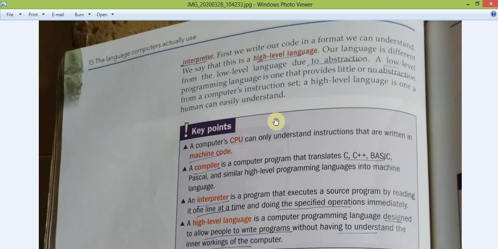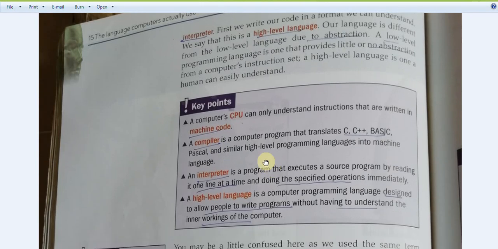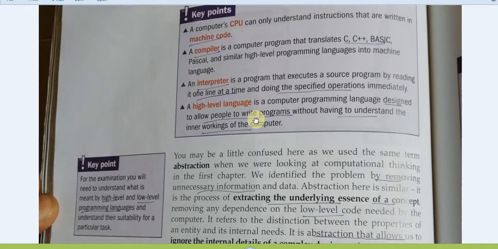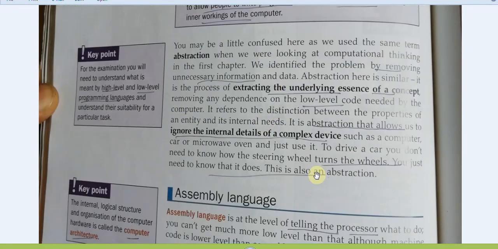Now some of the high level languages that we use are C, C++, Pascal, right? And these languages, and Java also, use compilers. And interpreters are used by languages like Python that we use. And they talk about something called abstraction.